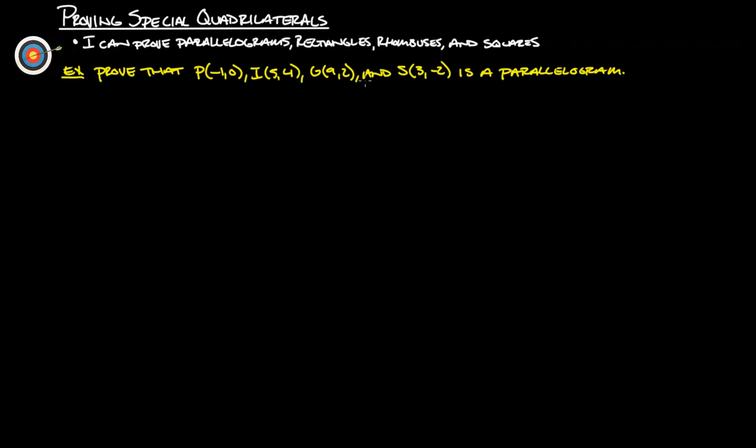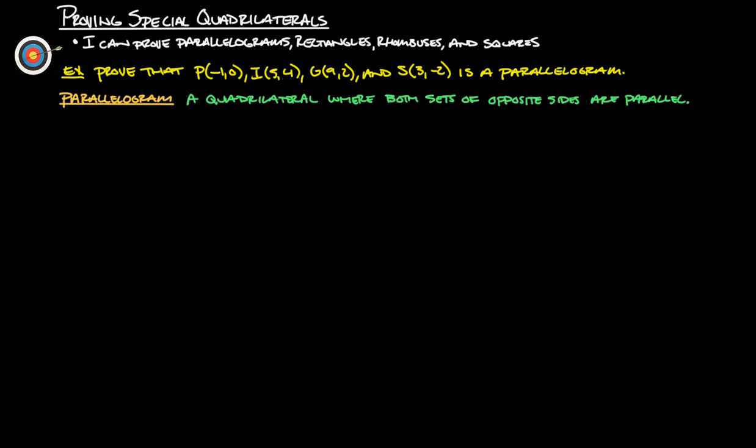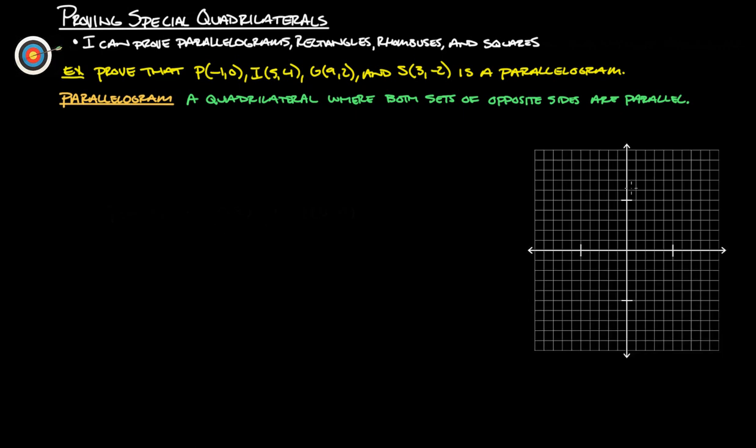Prove that PIGS is a parallelogram. First thing we're going to need to do is remember what a parallelogram is. That's a quadrilateral where both sets of opposite sides are parallel. Probably our best bet is to graph this. It becomes pretty easy to see what's going on, and it also becomes easier to see what the slopes of all the lines are. So let's graph this thing.